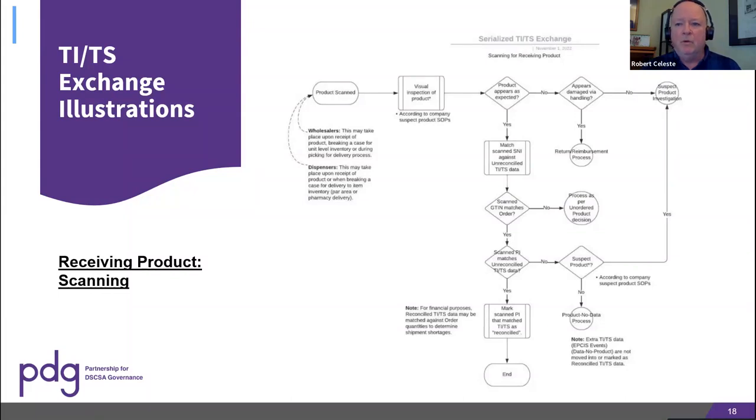Again, checks against your orders, checks between the product and the EPCIS or TI data that you have either received or have access to, and then the kinds of processes that may take place based on the results of those checks, whether it turns into just a normal good scan and you move forward and consider that product reconciled, or it may be an error exception process, or even, depending on the appearance of the product and some other factors that you have in your SOPs, a suspect product investigation could be kicked off from that point.